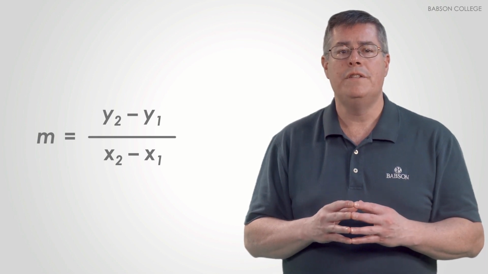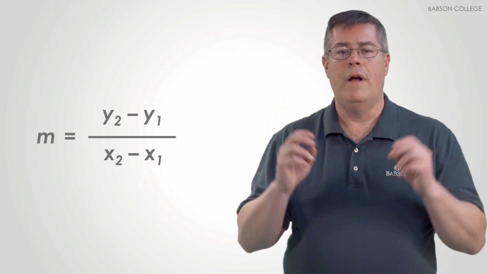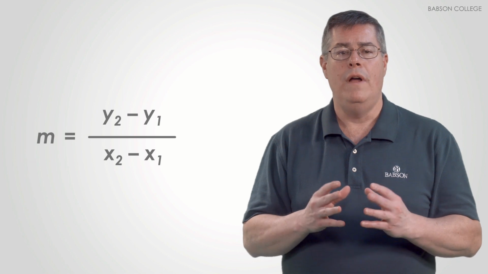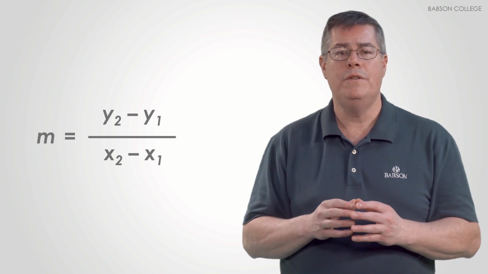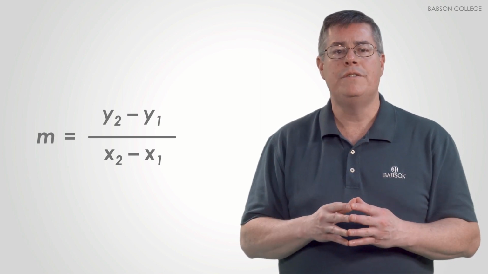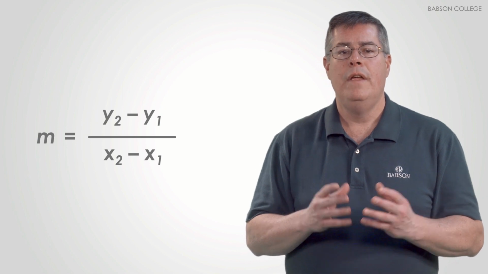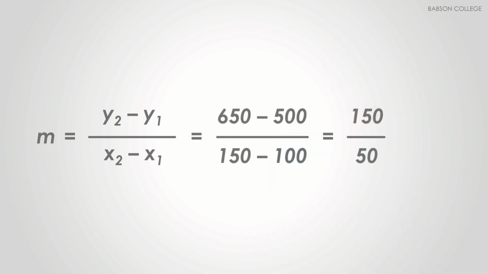You may recall this being referred to as the rise over the run, where m, the slope, is equal to y2 minus y1 over x2 minus x1. Now we plug in values for x and y. As you can see when we work through the numbers, we result in the slope being equal to 3. This means that for every $1 increase in advertising, we should generate 3 additional units demanded.